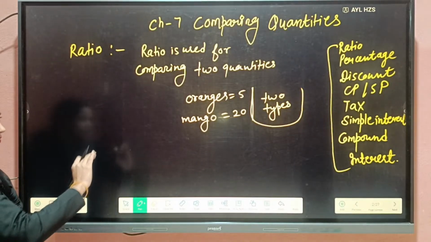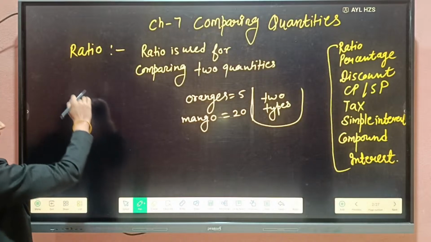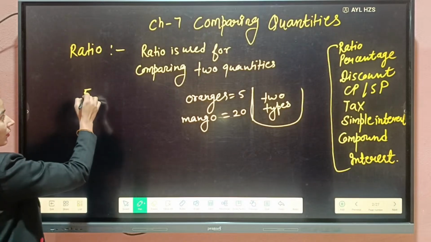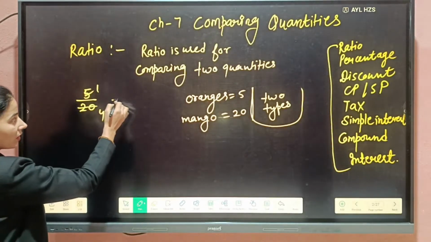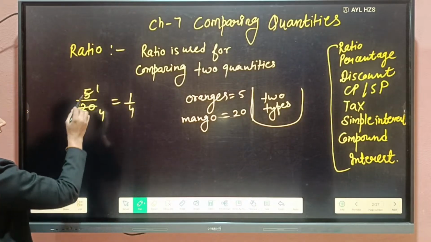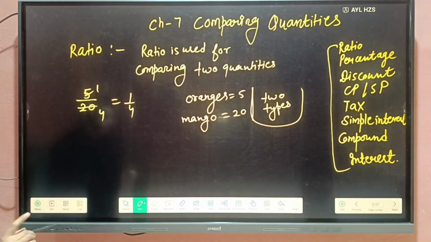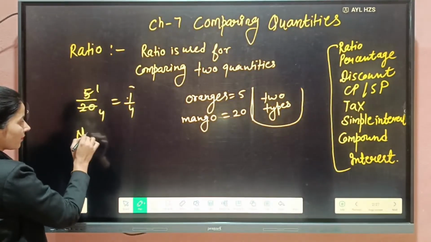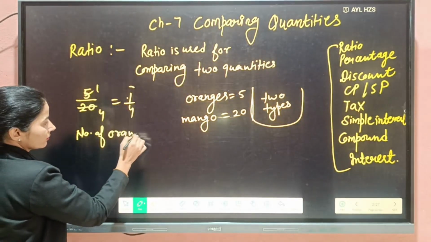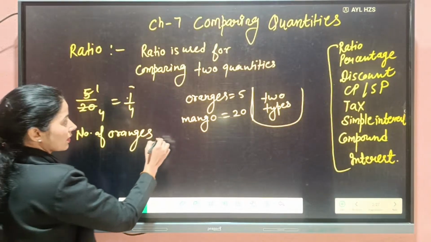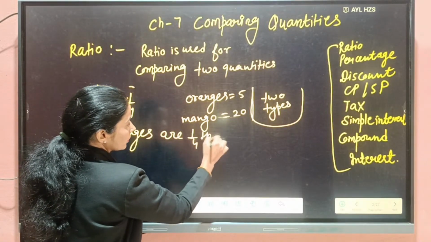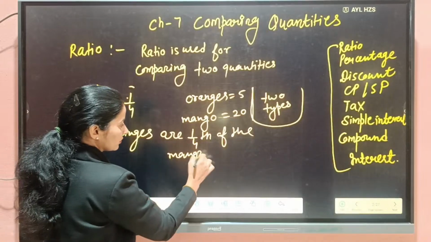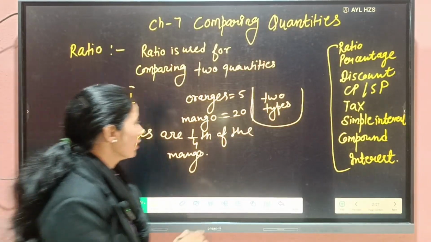See, in ratio, how can we compare these two quantities? You can write 5 by 20. 5 ones are 5, 5 fours are 20. It is 1 by 4. You will say the number of oranges is 1/4 of the number of mangoes.